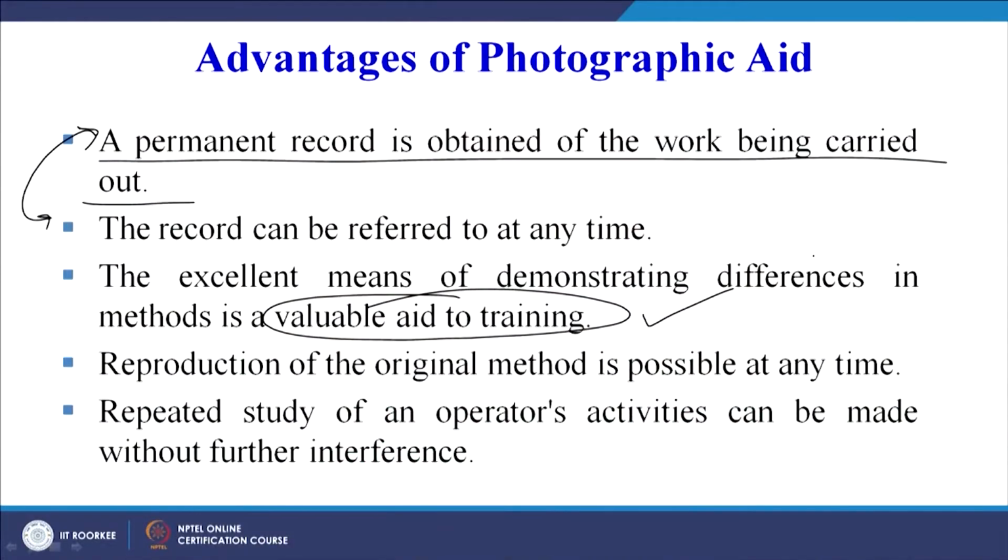So we can very easily train our workers to perform the work using a better method of doing the job. These photographic techniques can be helpful to us for improving our work method, and in the long run training our workers with the better or improved work methods or sequence of body motions. Reproduction of the original method is possible at any time. These points are all interrelated, so at any time we can refer back and show that this is the wrong method of doing the work.